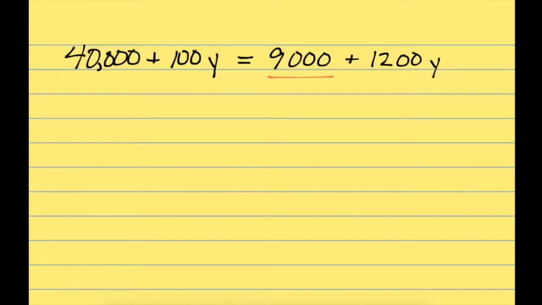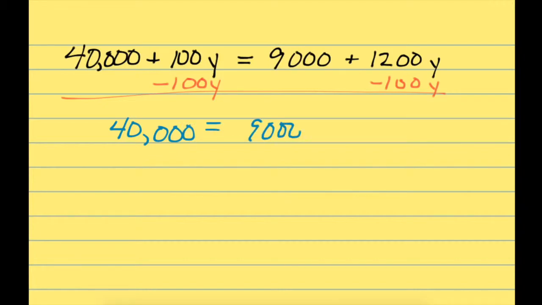So we approach this the same way we approached the other one. We move the smaller y first. Again, that's a matter of preference. We could subtract 1200y from both sides and approach it that way if we want. This is just a matter of preference. So we're left with 40,000 on one side equals 9,000 plus 1100y. Then our next step is to get rid of that 9,000 from the right-hand side.